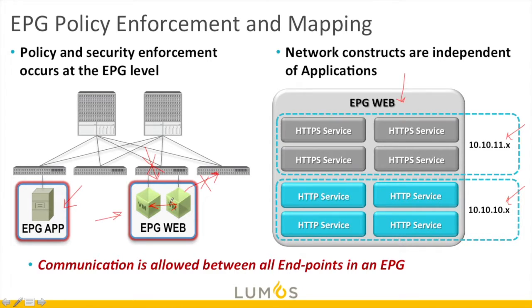We also have the ability, if you need to, to disallow intra-EPG communication. So it's basically like an isolated private VLAN. If that's enabled, then these two VMs, even though they're in the same EPG, even though they're perhaps on the same subnet, will not be able to communicate with each other.